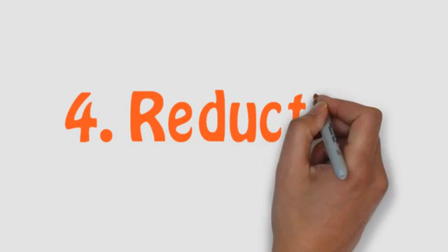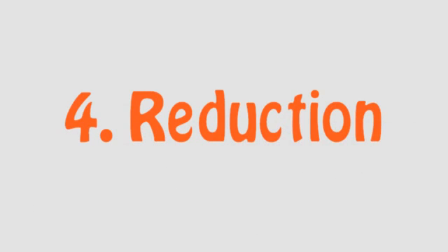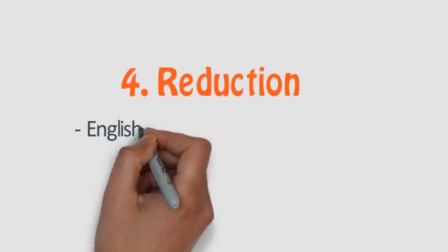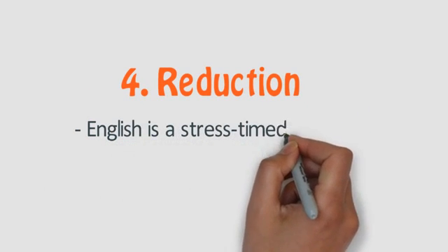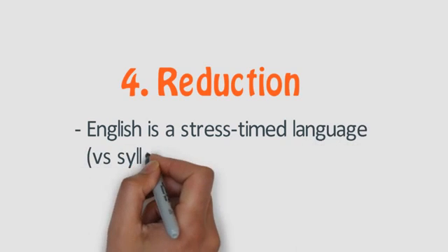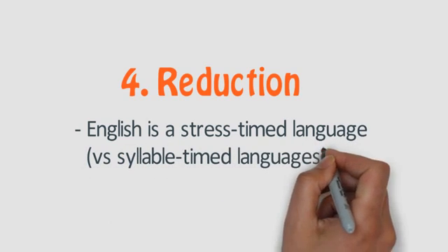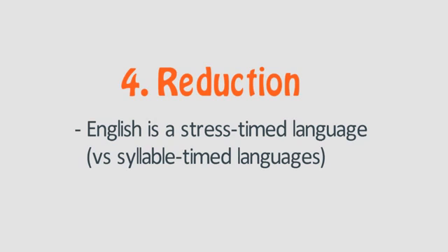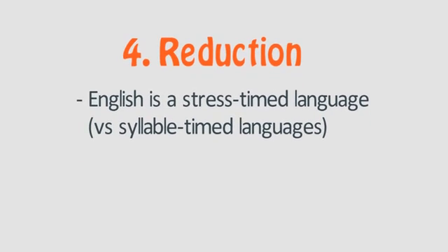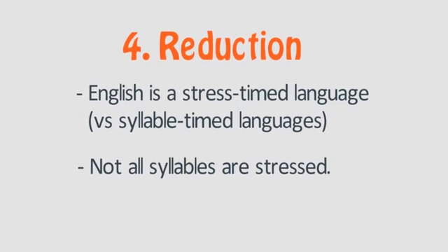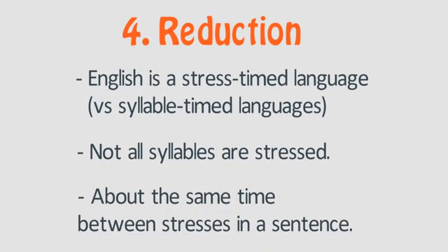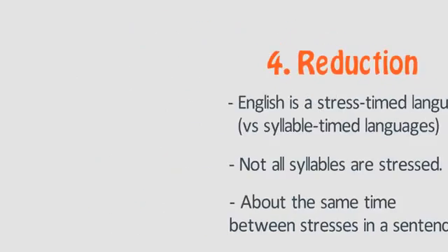The last of the 4 features is reduction. But before getting into this, let's clarify some concepts about rhythm in languages. There are syllable-timed languages and stress-timed languages. If a language is syllable-timed, it means that it takes approximately equal amounts of time to pronounce all its syllables. This is the case of Spanish or French. English, on the contrary, is a stress-timed language, where not all syllables are stressed, but there is about the same amount of time between stresses.